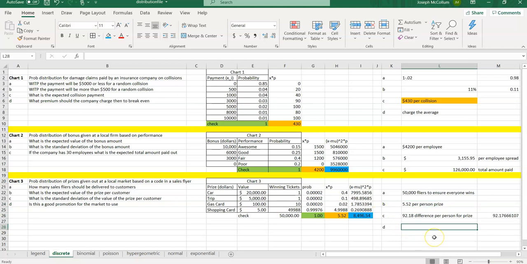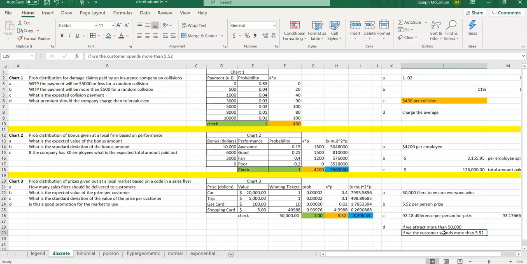When this would be great is if we attract more than 50,000 people because of the promotion, or if we can't attract more because that's all we're giving out, if the customer spends more than $5.52. All right, if these customers come in, that's the key to really why this is a good promotion or not.